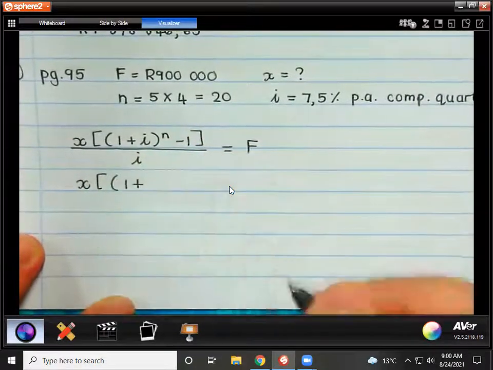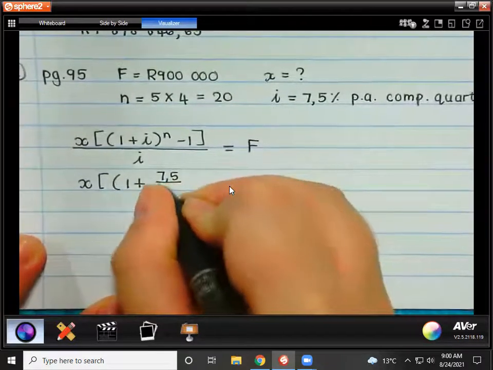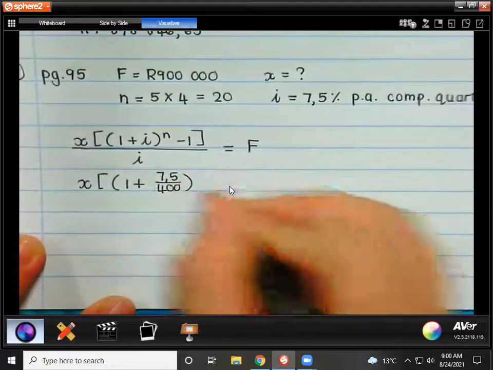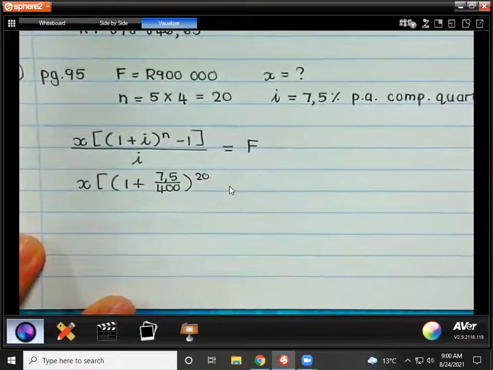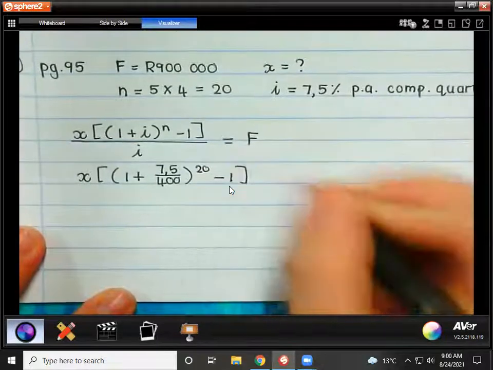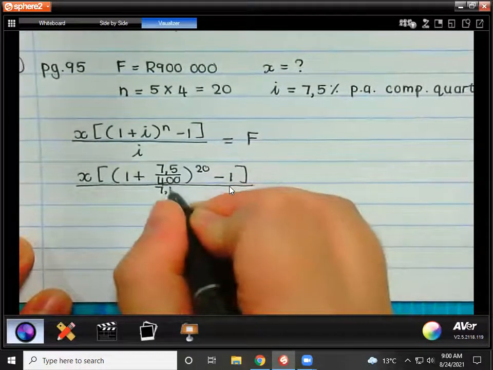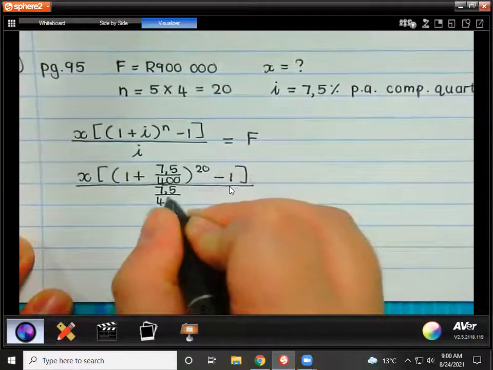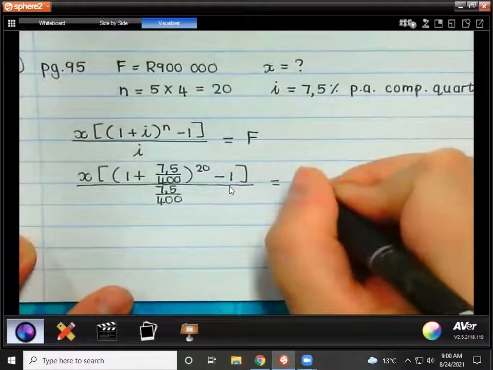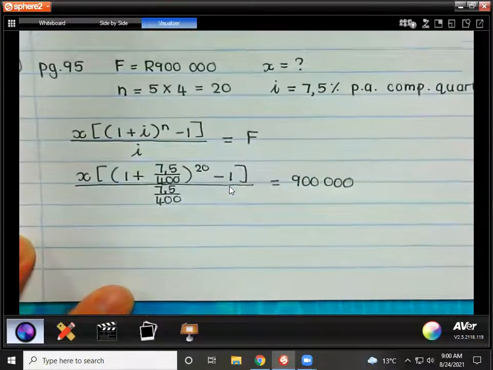Okay, now I'm filling everything in. So we have 7.5%, but it's compounded quarterly. So we would have to say over 400 to the power of 20. Again, it's fine if you write 5 times 4, then minus 1. That is over 7.5 over 400. And that is equal to the future value, which they told us is 900,000.